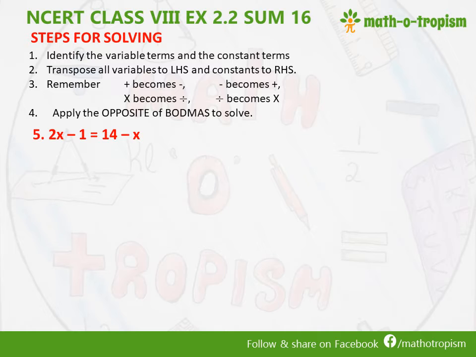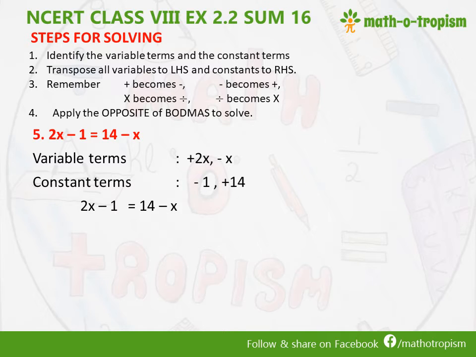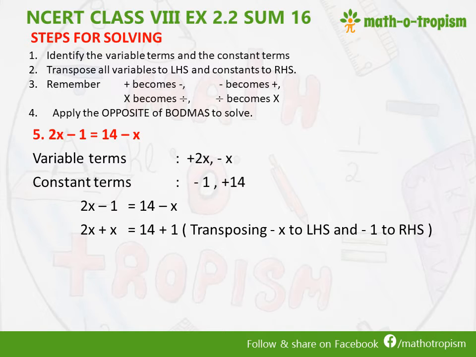Next sum is 2x minus 1 is equal to 14 minus x. Variable terms are plus 2x and minus x on the right hand side. Constant terms are minus 1 on the left hand side and plus 14 on the right hand side. So with this, we need to bring the minus x on the right hand side to the left hand side and minus 1 to the right hand side. So it becomes 2x plus x is equal to 14 plus 1, because minus becomes plus when it's getting interchanged. So transposing minus x to LHS and minus 1 to RHS, it becomes plus x and plus 1 respectively.